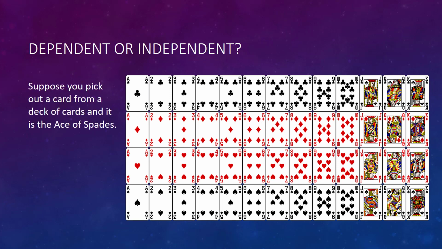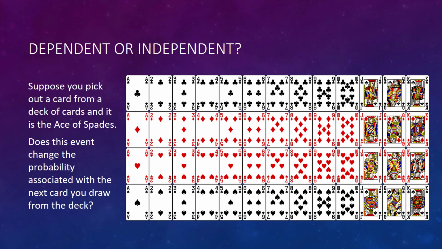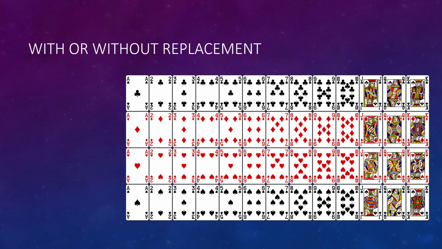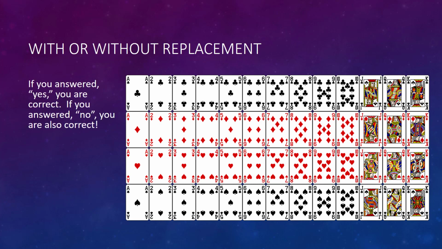Dependent or independent. Suppose you pick out a card from a deck of cards and it is the Ace of Spades. Does this event change the probability associated with the next card you draw from the deck? Pause this video, write down your answer, and then unpause it to see if you are correct. With or without replacement. If you answered yes to this question, you are correct. However, if you answered no, you are also correct.